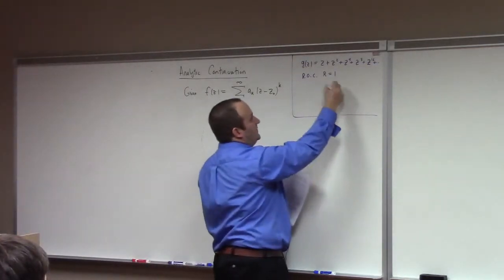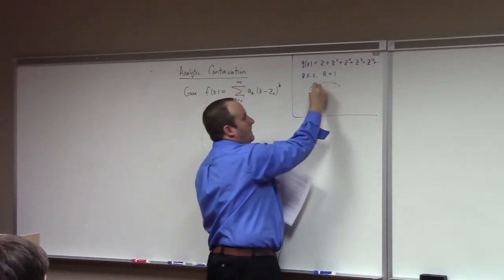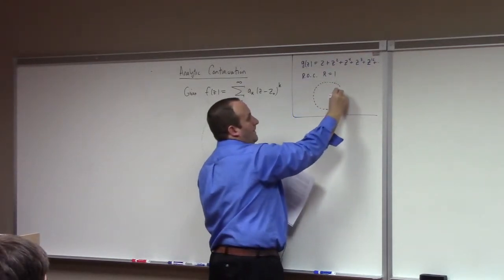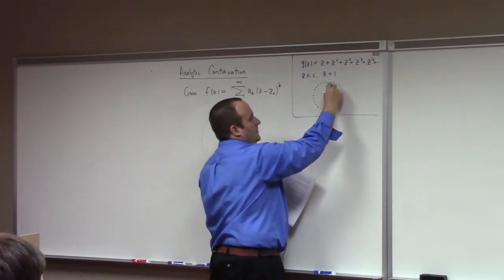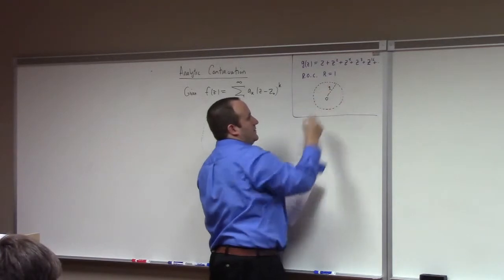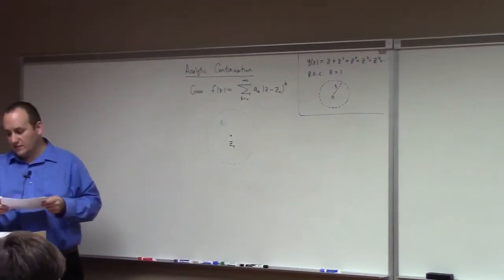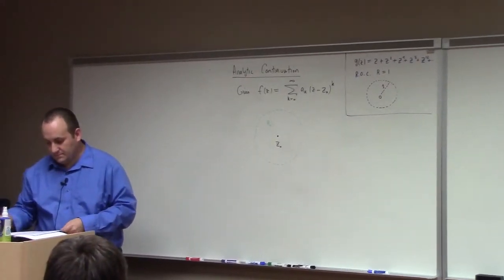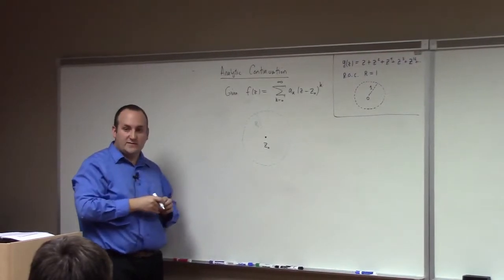So what is the given function centered where? Zero, right? So z naught is zero. The radius is one. And it's called a natural boundary. Every single point on the unit circle is actually outside the domain in this example.